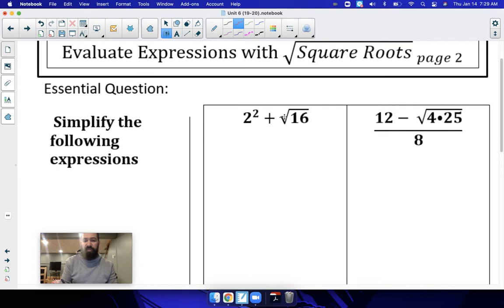2 squared plus the square root of 16. Well, 2 squared is 2 times 2, which is 4. The square root of 16, well, 16 is 4 times 4, so the square root of 16 is just 4. 4 plus 4 is 8, and you're done. You can put that into your calculator.